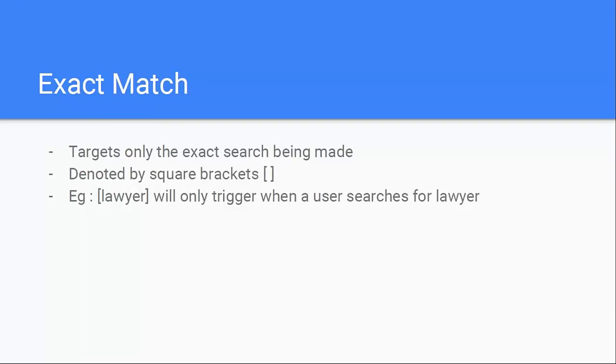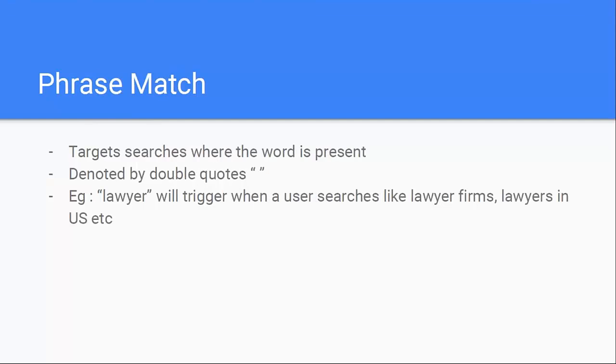What is an exact match keyword? Exact match keywords only target the exact search that is being made. They are denoted by square brackets in the Google AdWords interface. For example, [lawyer] with square brackets will only trigger when a user searches for lawyer. Because of a small change in the advertising policies, right now it will also trigger for misspellings and plurals, but otherwise it will only trigger for lawyer.